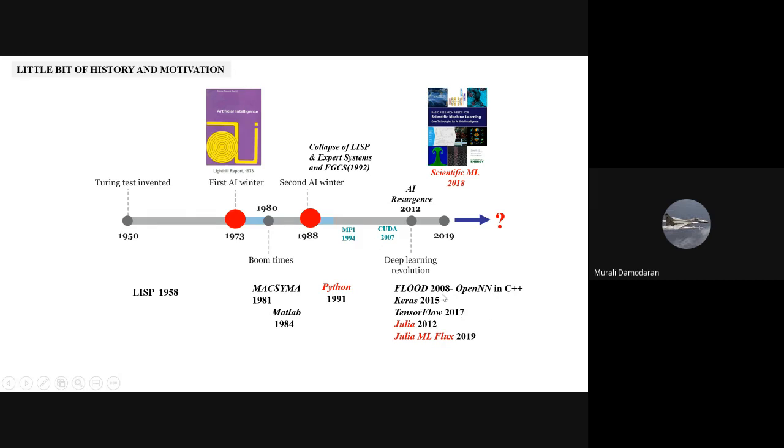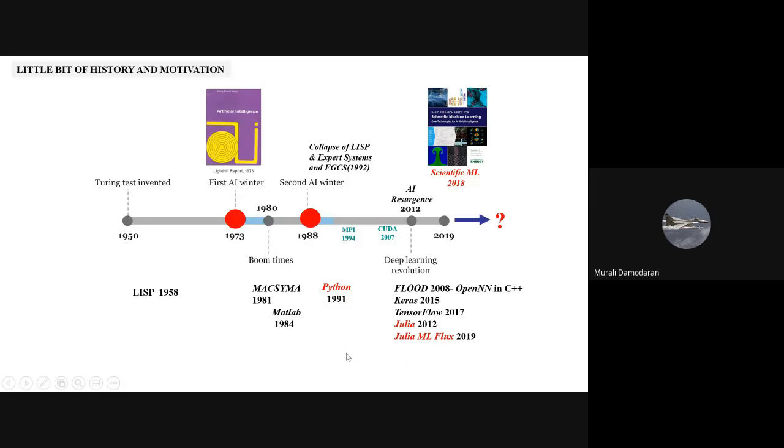Sometime around 2008, you had the Flood, which is the open neural network written in C++, that is also available. Some people in Europe use it. So this is the state of affairs currently. We are around this area, and you can go and look at all these things and see what is happening. So essential tools for machine learning are all these things: Python, TensorFlow, Julia, Keras, and this is what all the young fellows are using.